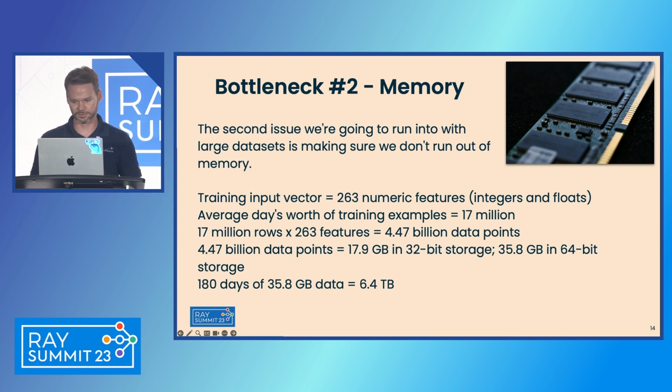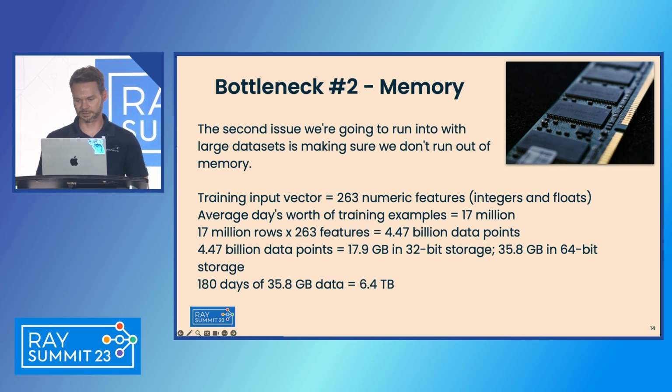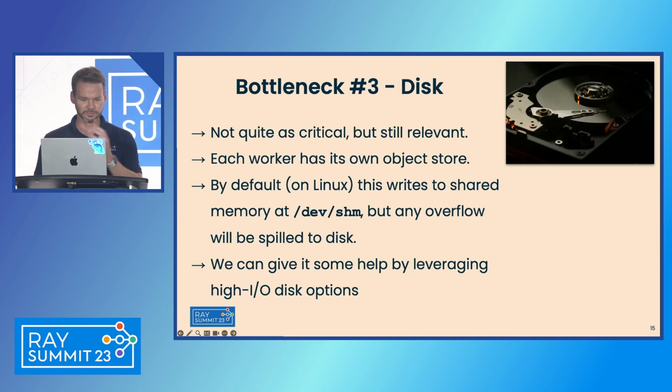The XGBoost array docs show you some small toy examples, but I'll show you the real ones that we use. We have 263 numeric inputs, some are integers, some are floats. An average day's worth is 17 million examples. So that's 4.47 billion data points. In 64-bit storage, that ends up being about 36 gigabytes per day. And if you train on 6 months of data at a time, that's 6.4 terabytes. What I found in actually training this and trying to size the cluster right is that it can eat about twice that memory. So we've often stood up clusters that are roughly 12 terabytes of memory.